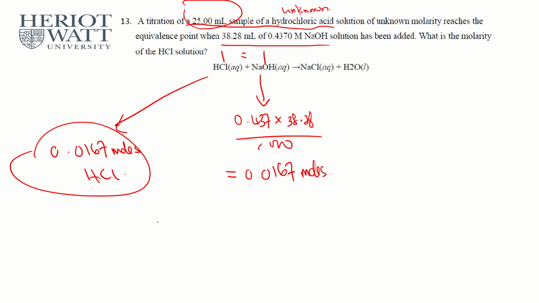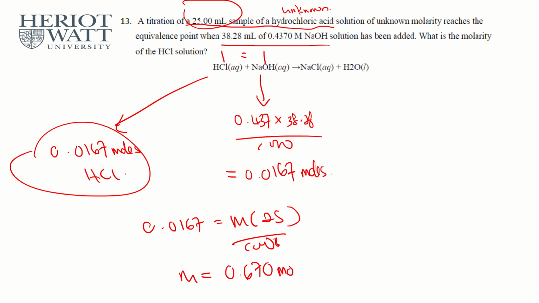Now we got the mole, we got the volume. Okay, we do the same thing. MV over 1000, 0.0167 equals M times V, where V is initially, before titration, 25. We want to know the original concentration. Divide by 1000. Alright, so times 1000 divided by 25. So the concentration of the hydrochloric acid initially is 0.670 mole per liter, or mole per dm cube, same. So that's the concentration of the HCl originally before the NaOH was added. Alright, that's 13. And we're done, guys.